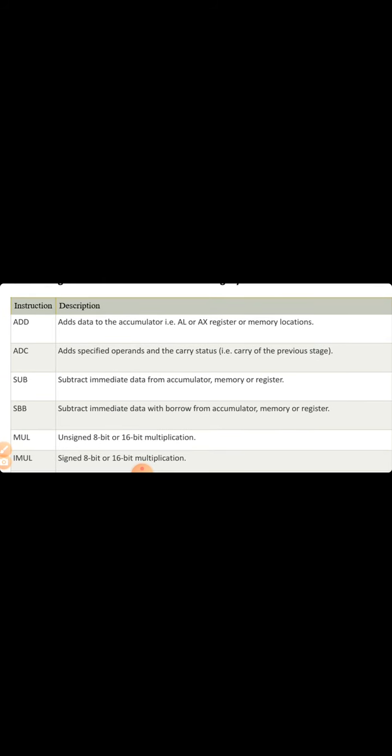Now the second instruction is ADC, add the specified operand and the carry status, that is the carry of the previous state. It adds the specified operands and the carry status. It also performs addition, but it also adds the carry signal of the previous state.